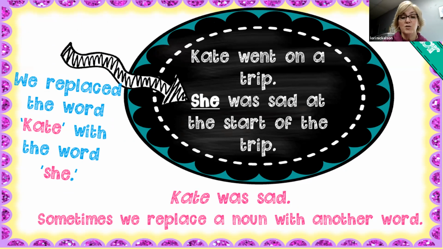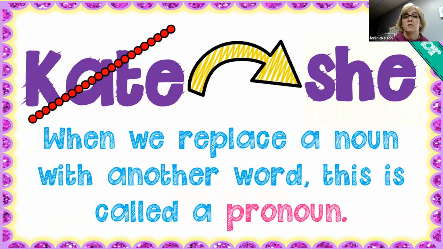And sometimes we do replace a noun with another word. Kate went on a trip. She was sad at the start of the trip. So the pronoun we used was she. So we replaced Kate with the word she. So when we replace a noun with another word, this is called a pronoun.